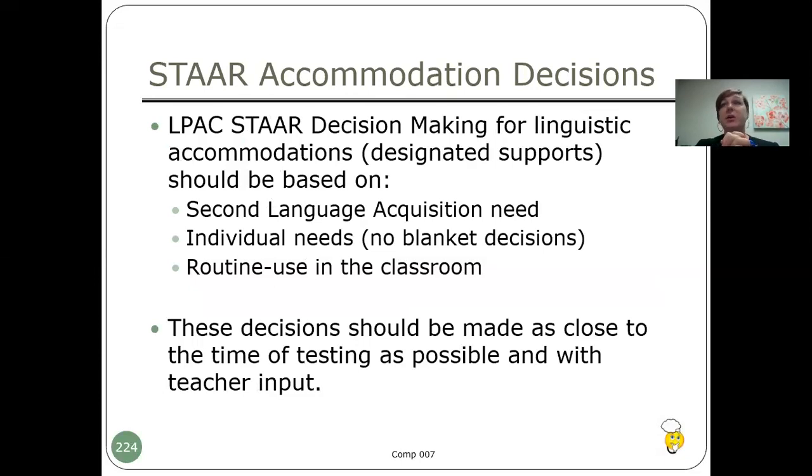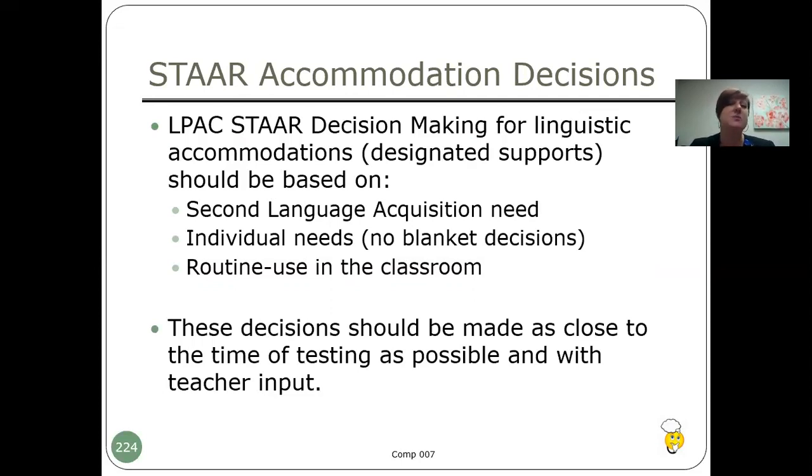So, we're not going to say things like all of 3rd grade in the bilingual program is going to take STAAR Spanish, or all of our ELLs in 7th grade are going to get extra time. We do not want to make those blanket decisions. It's so important that we make individual decisions.